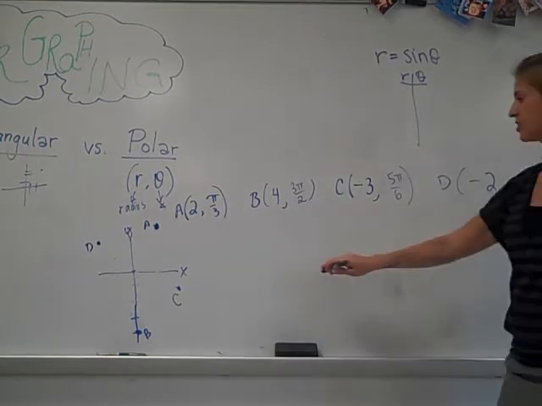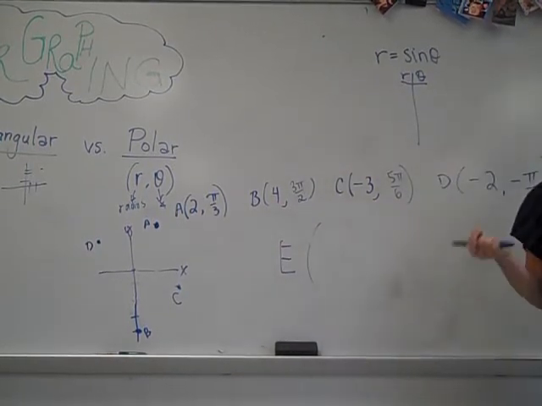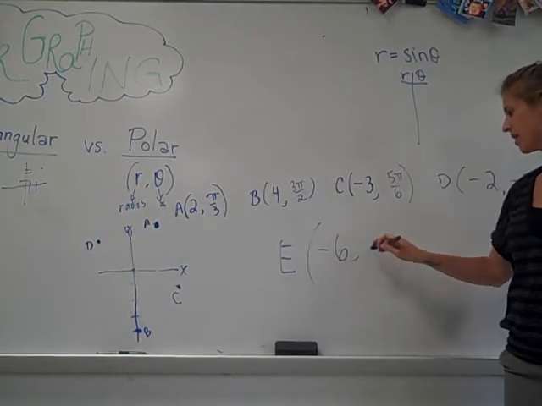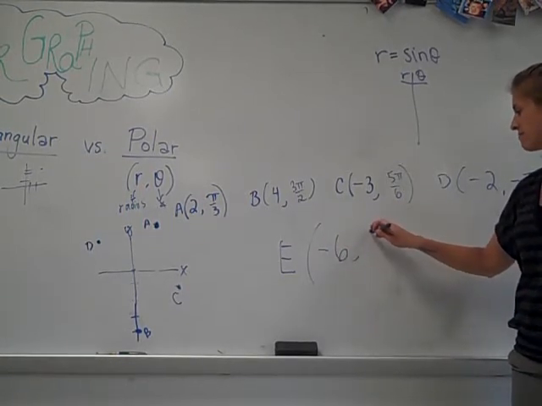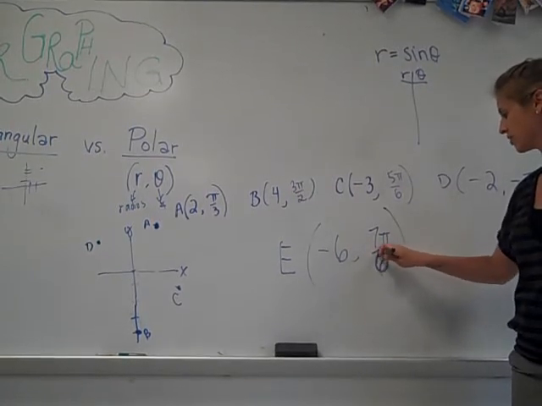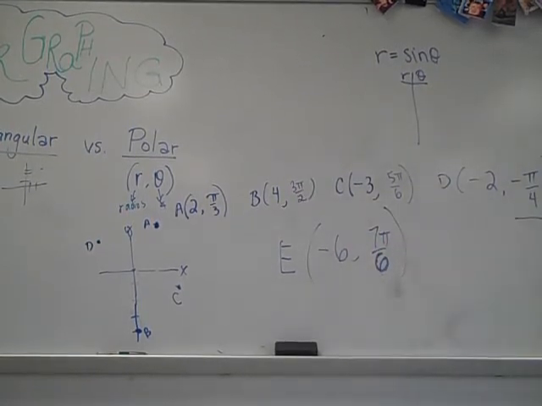All right, how about this? Just tell me, don't even write it down. In what quadrant is the point -6, 7 pi over 6? Don't shout it out, just think for a second. In what quadrant is the point -6, 7 pi over 6?